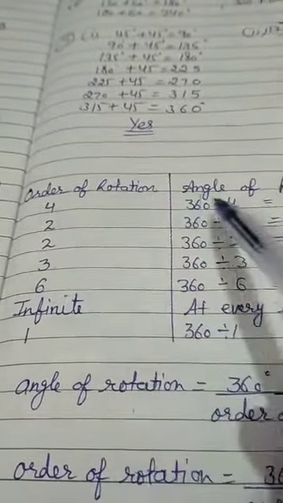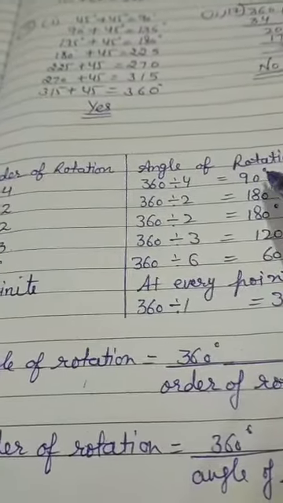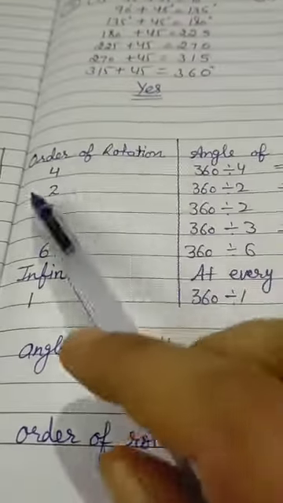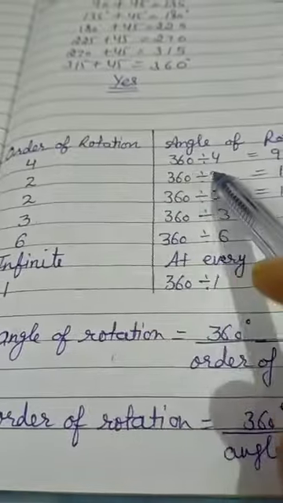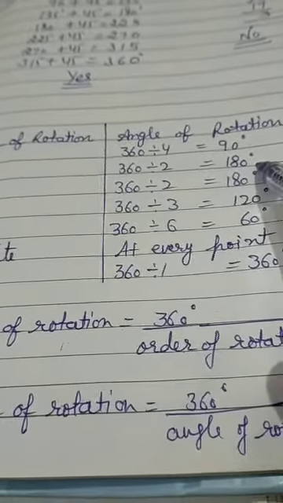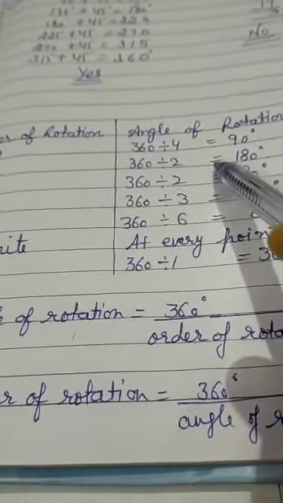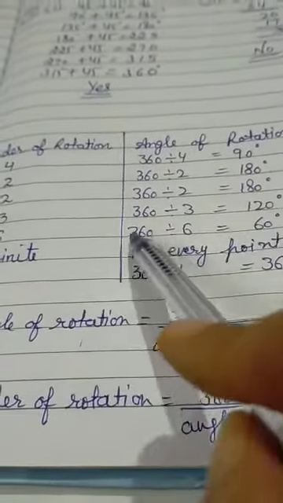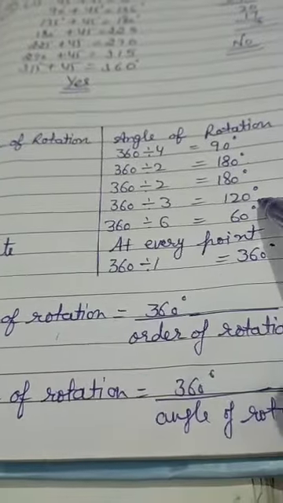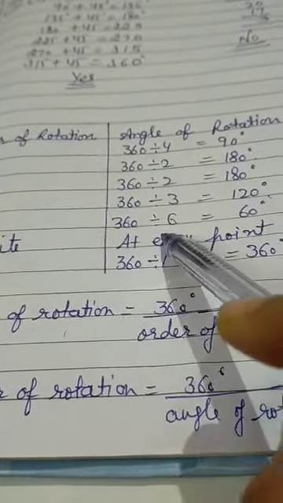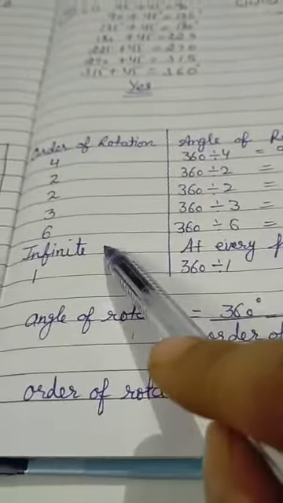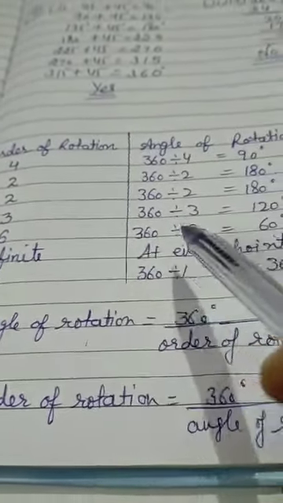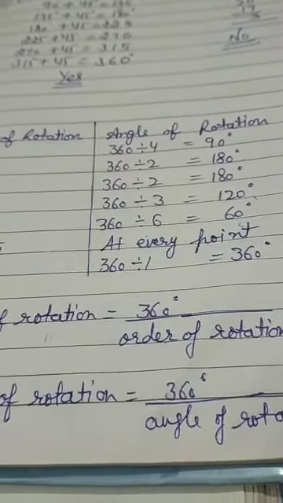360 divided by 4 is 90 degrees. So in a square it will be the same at 90 degrees. Then 360 divided by 2 is 180 degrees. In a rectangle it will be the same at 180 degrees. Again in a rhombus 180. Then in an equilateral triangle 120. In a regular hexagon 60 degrees. And in a circle, infinite. If the order of rotation is infinite, then at every point the circle should be the same, right.